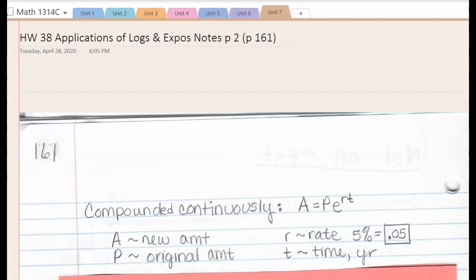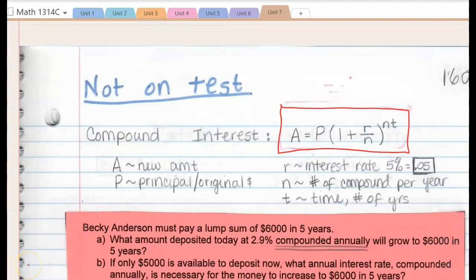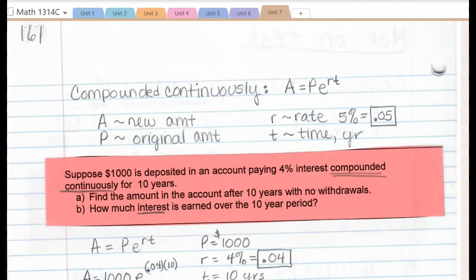This video will cover the second page of notes for the topics of applications of logs and exponents. On the previous page, we talked about compound interest, and we had this particular equation for compounded interest. And at the end of the last video, we talked about what happens if we decided to compound more frequently, like every day, or every hour, or every minute. We call that compounded continuously. In this video, we're going to talk about compounded continuously.